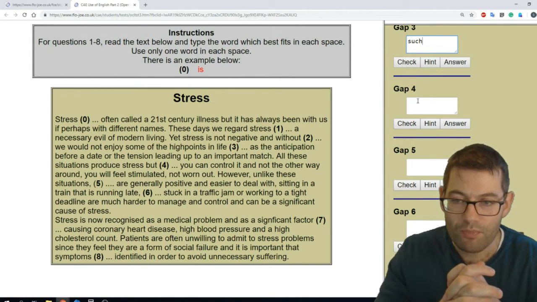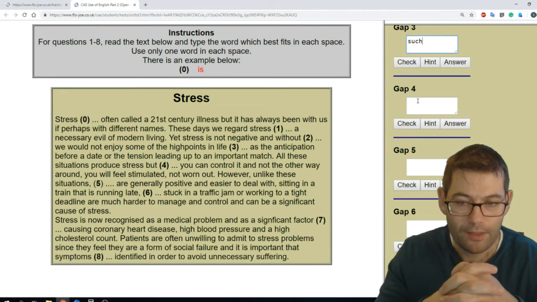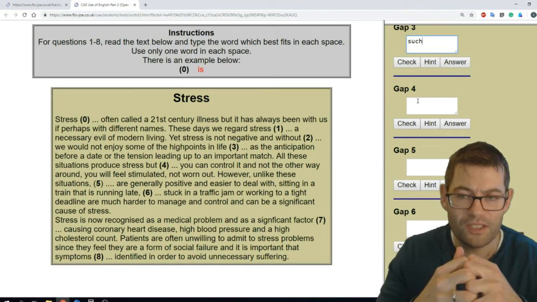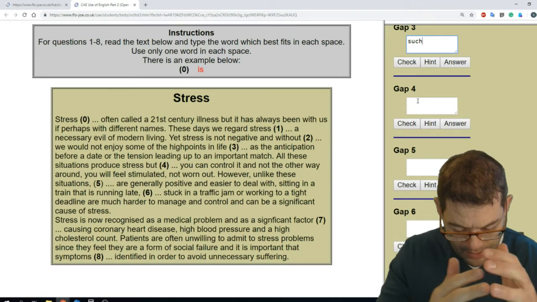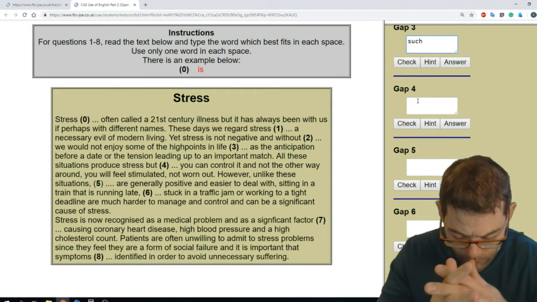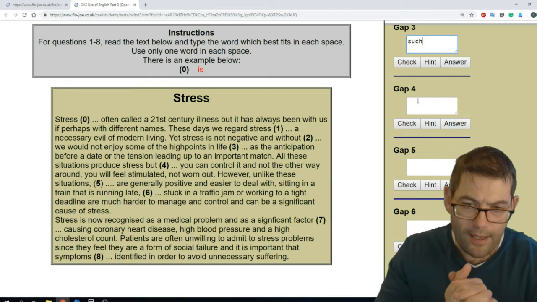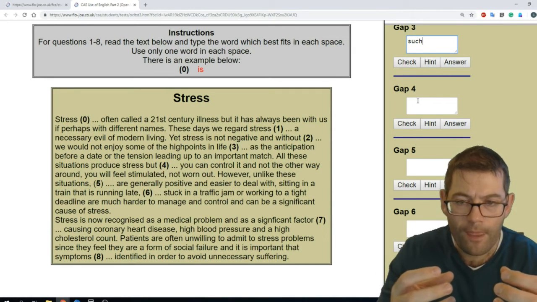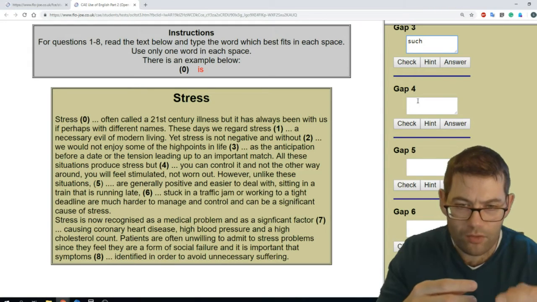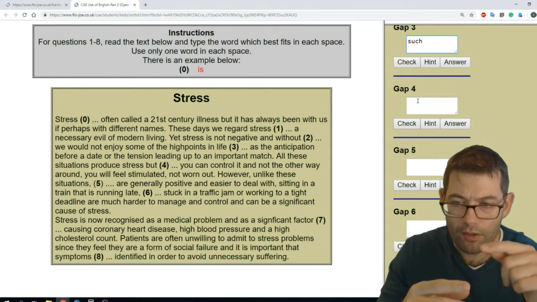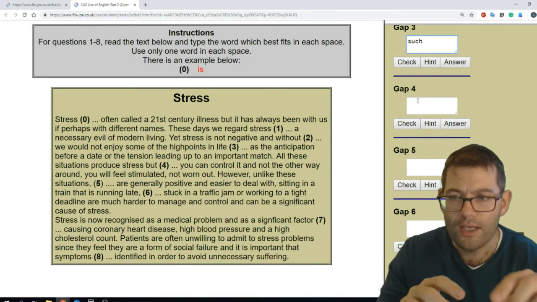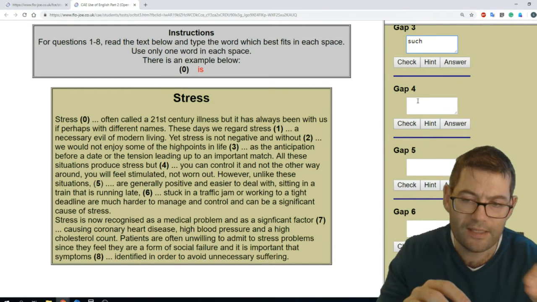All these situations produce stress, but gap, you can control it and not the other way around. You will feel stimulated, not worn out. What's our answer? What we've got here in the context of the sentence is a conditional structure. You can control it and not the other way around. Okay, that as a clause stands by itself. And then afterwards, we've got you will feel stimulated, not worn out.